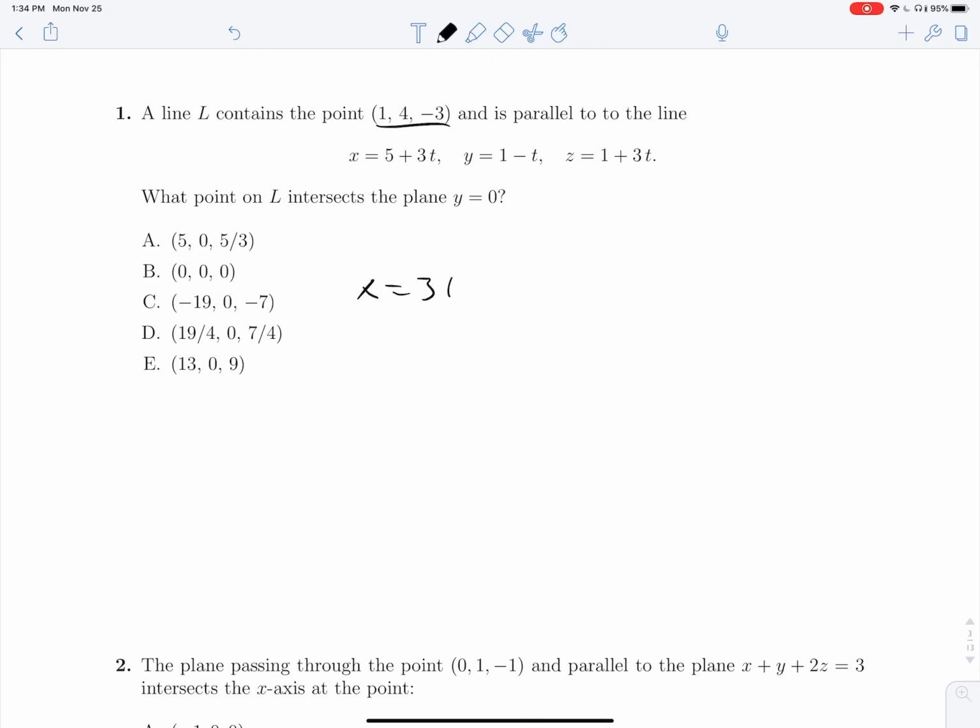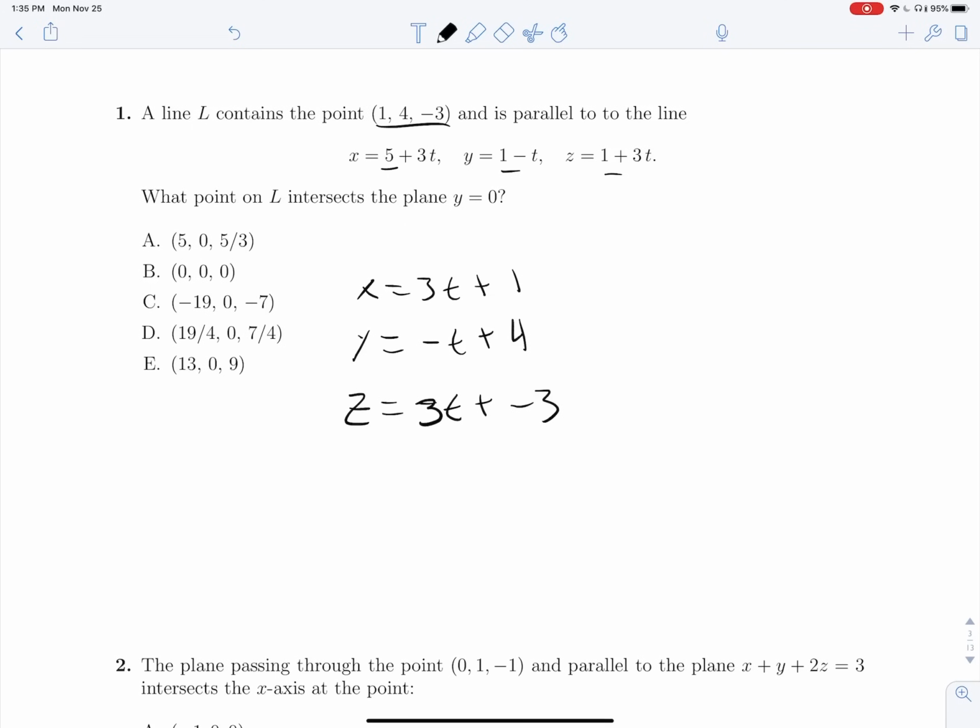x equals 3t plus c, y equals negative t plus c, and z equals negative 3t plus c. And really these are different c's. These can be whatever constants we want. In the case of this line, it's 5, 1, 1, but they're telling us that our line contains the point 1, 4, negative 3. So for t equal to 0, we want x to be 1, y to be 4, and z to be negative 3. And so here is the parametrization of our new line.